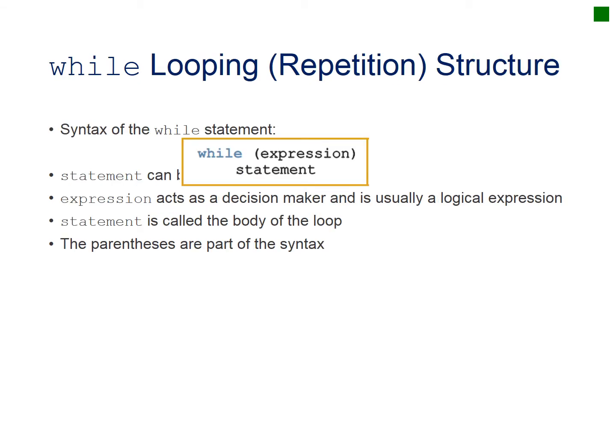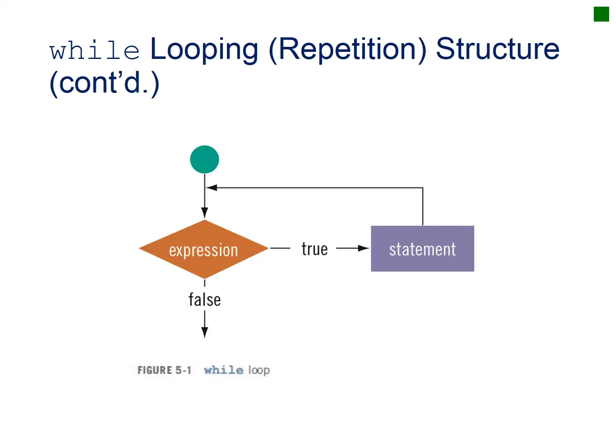While looping. The syntax of a while loop is while, then the expression statement, where the expression statement serves as a decision maker and is usually a logical expression. It is important to remember the parentheses are part of the syntax. A while loop statement can be simple or compound. The following figure demonstrates a simple while loop. An expression is evaluated, and as long as it is true, the statement will get executed. Once the expression becomes false, the loop will end.